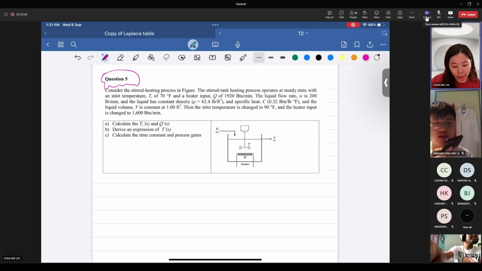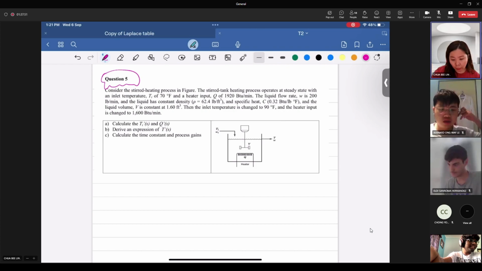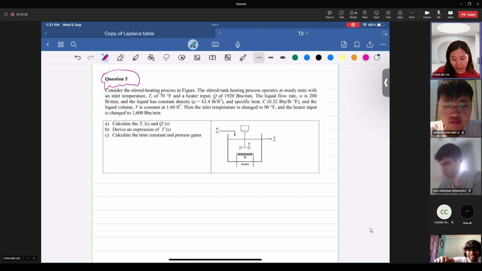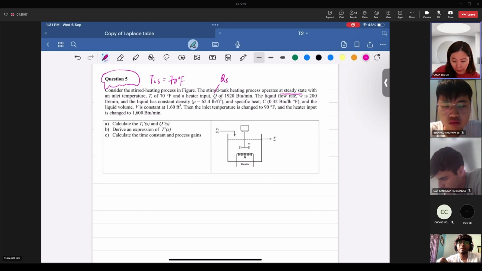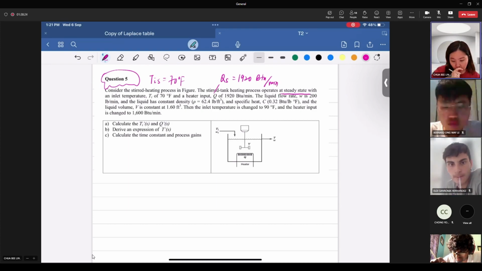The last one for today already. So consider the stirred tank heating process in this figure. The stirred tank heating process operates at steady state with an inlet temperature TIS given as 70 degrees Fahrenheit, and your QS during steady state. The keyword is steady state. So the Q given over here is referring to the steady state value, 1920, this is the English unit, BTU per minute. So this is the QS and the TIS value. During steady state, the W is given as 200.